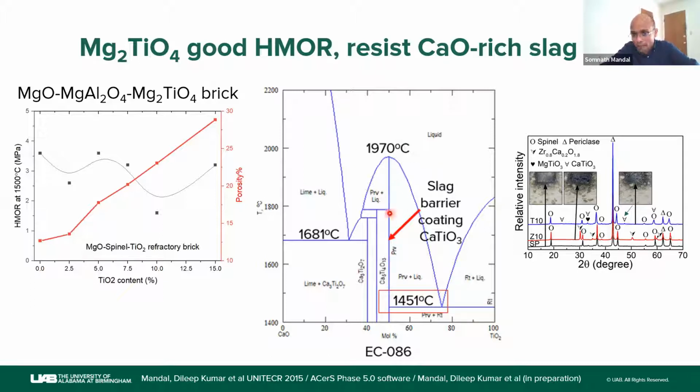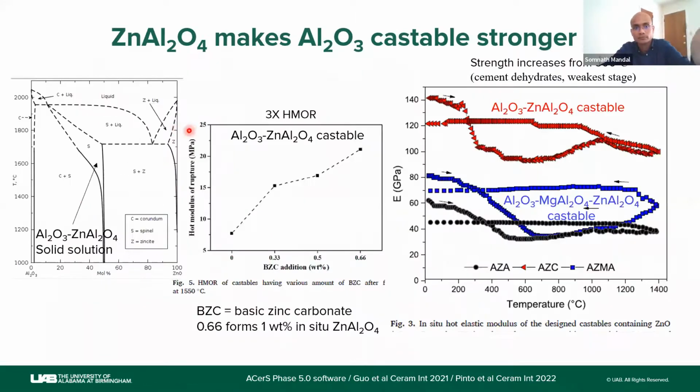It forms like a barrier at the interface, and this calcium titanate barrier prevents the slag from penetrating downwards deeper into the refractory. So this enhances the corrosion resistance. So magnesium titanate has good corrosion resistance, as well as the potential to increase hot MOR.